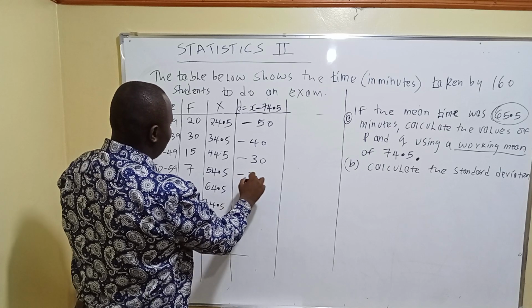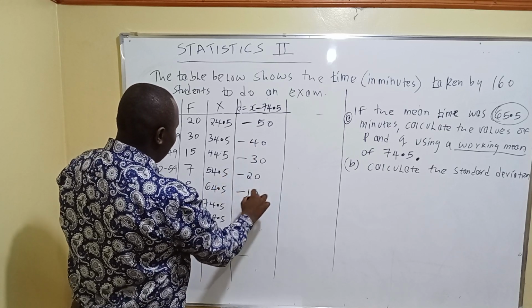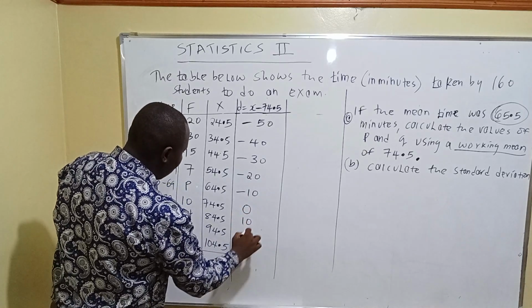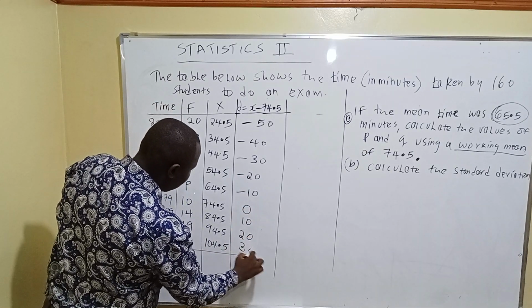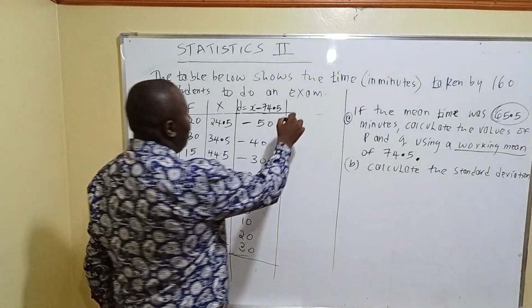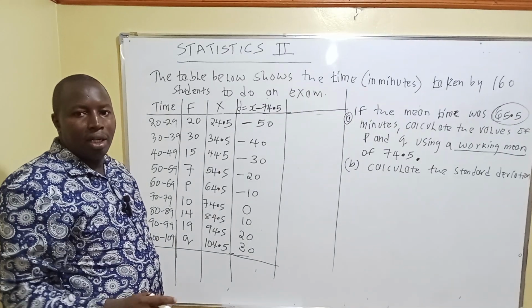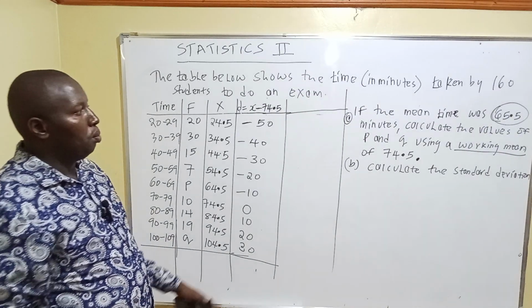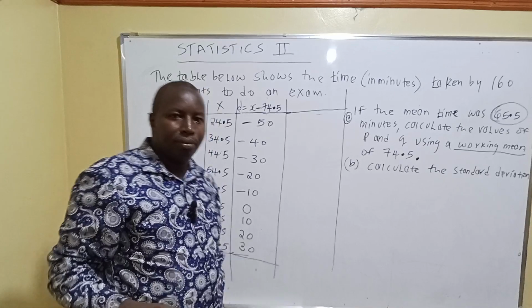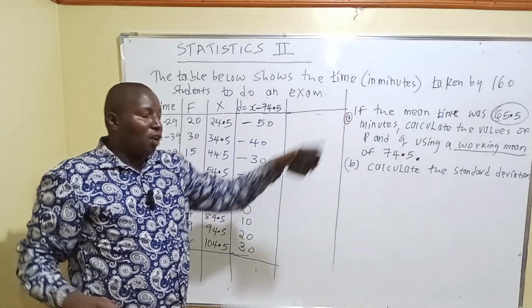54.5 minus 74.5, that's minus 20. 64.5 minus 74.5, that is minus 10, 0, 10, 20, and 30. So that's what you get. That's the deviations from the assumed mean, which we are calling the working mean. We are already given the actual mean is 65.5.